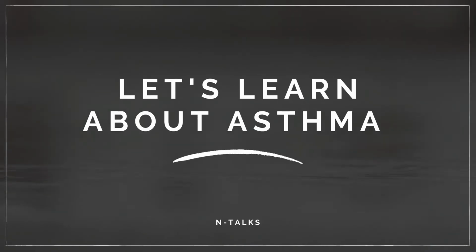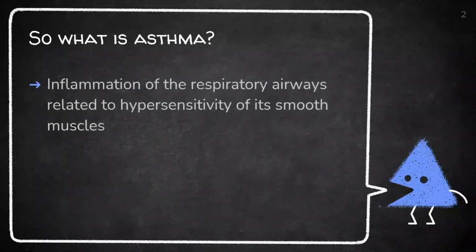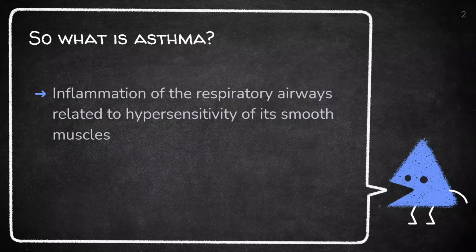For this video, let's talk about asthma. So, what is asthma? Asthma is an inflammation of the respiratory airway related to hypersensitivity of the smooth muscles, and this inflammation tends to be episodic, and asthma is a chronic condition. However, the condition is reversible.